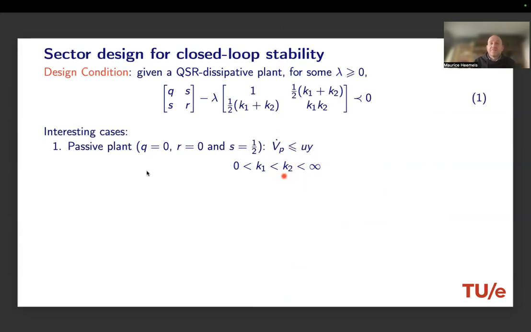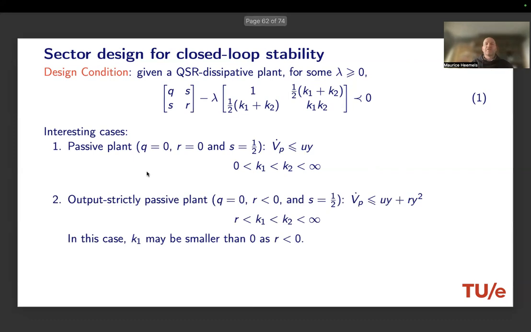So in that case, maybe let's look at this case. If I just take this sector, so making sure that K1 and K2 are both positive, so that means the sector is contained in the first and the third quadrant, then that's a design condition I can pick. So I take random controller dynamics. I just put this sector around it that lies in the first and the third quadrant. I know the system is going to be stable. How wonderful is that? Irrespective of what the controller dynamics is doing.